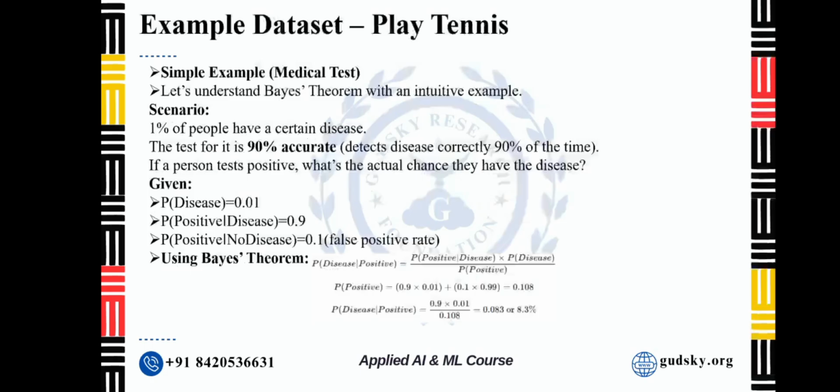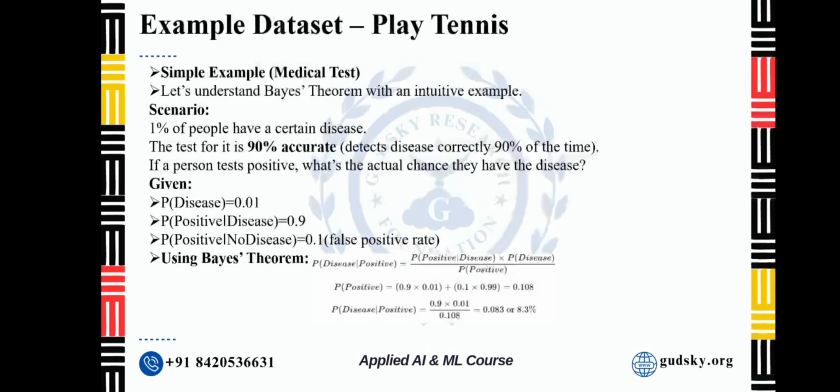So P of positive given disease equals 0.9, but sometimes even healthy people get a false positive. That means P of positive given no disease is a 0.1 chance. Now the big question is, if a person tests positive, what's the actual chance they really have the disease?